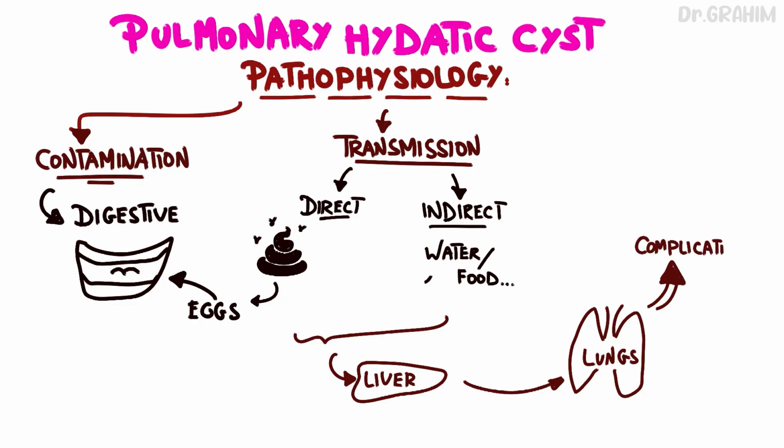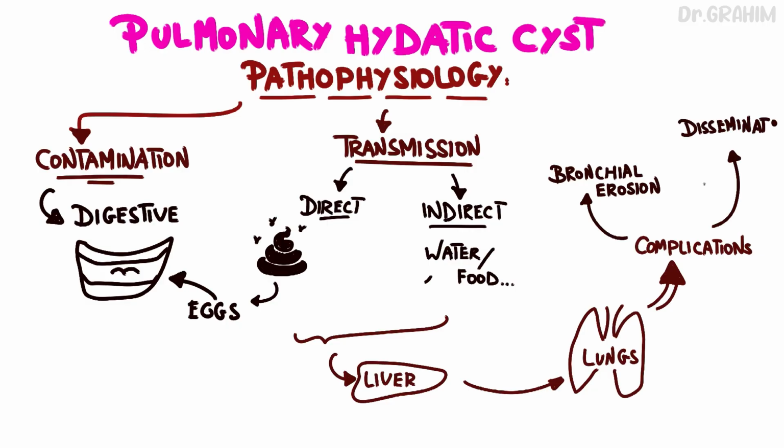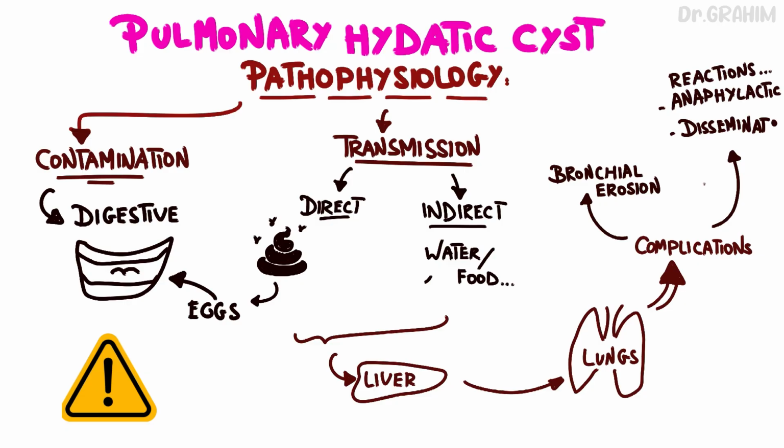This may lead to bronchial erosion, which is a constant feature in the evolution of pulmonary cysts, and other severe complications such as cyst fissuring, secondary infection, or rupture of the cyst, which can cause a secondary dissemination to other parts of the body, and more severe complications, which is the anaphylactic reactions due to the release of cyst contents containing antigens capable of triggering a severe allergic response.